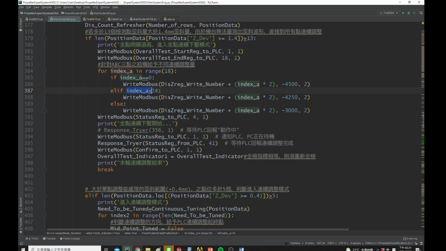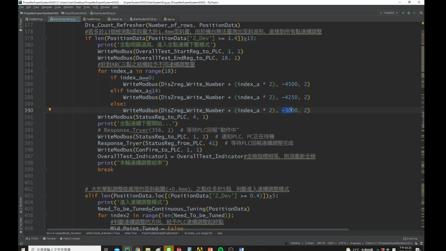Else if the point is under 0.15, yes, under 0.15, we give it a displacement value of 4.25. And if the point is over 0.15, we give it 3.0 millimeter of displacement.